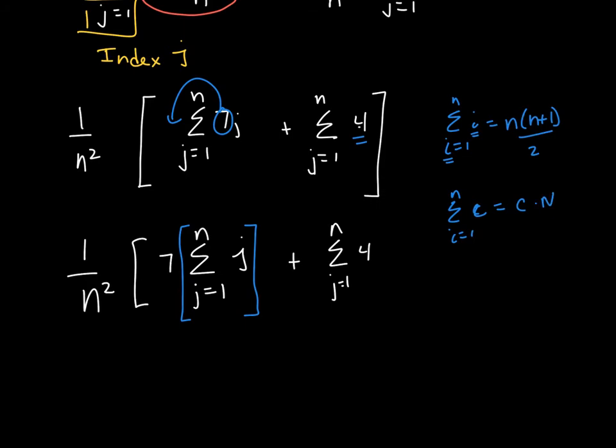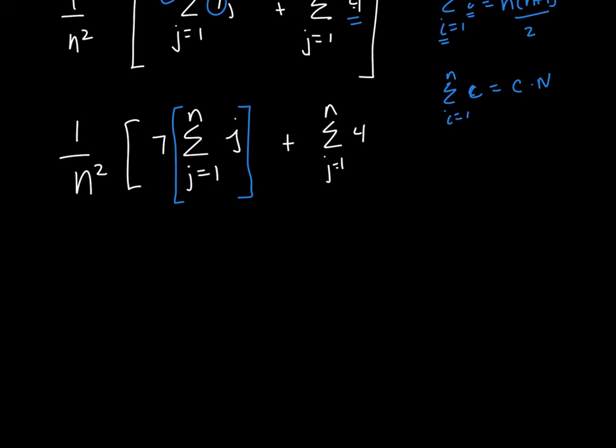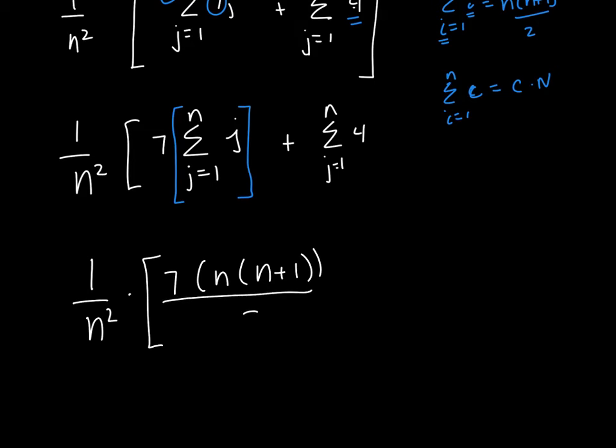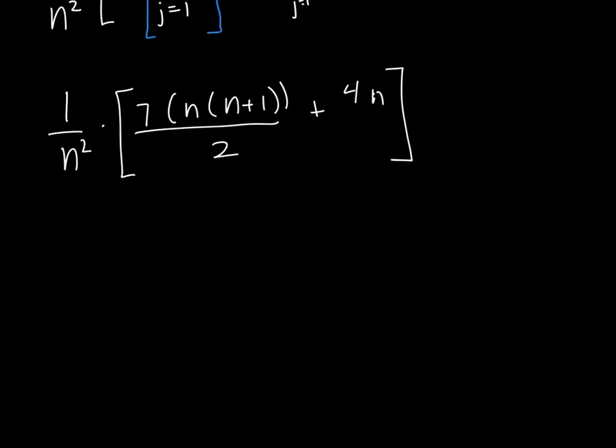So knowing that, what I have is 1 over n squared on the outside. This becomes 7 times n times n plus 1 all over 2 plus 4n. Now I just need to go ahead and simplify this. So I'm left with 1 over n squared.